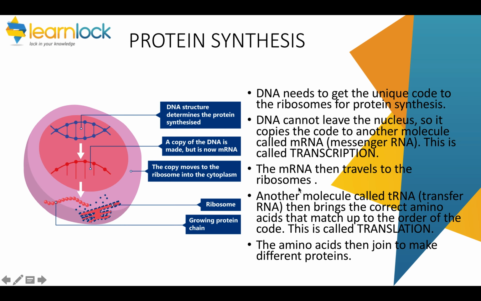When it gets to the ribosomes, another molecule called transfer RNA or tRNA then brings the correct amino acid that matches up to the code, to the order of those bases, and that's called translation. The amino acids then join up together to make different proteins. This whole process is called protein synthesis.